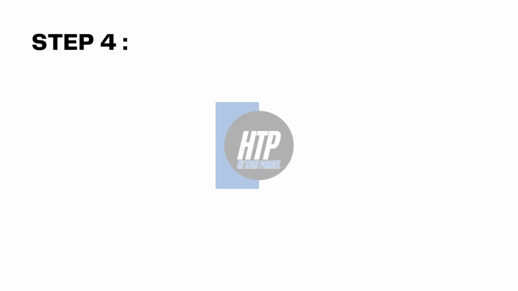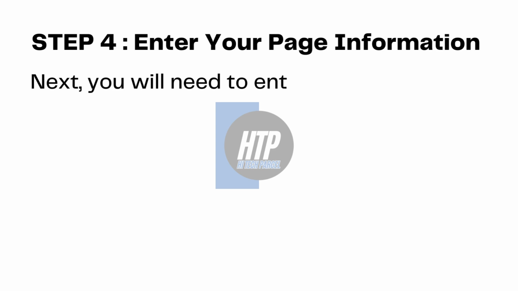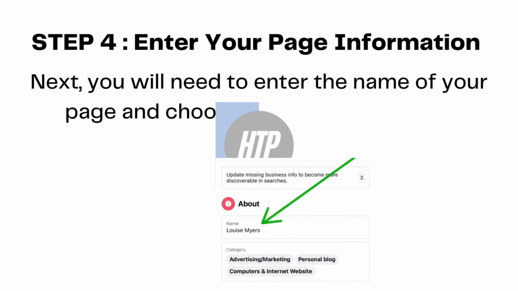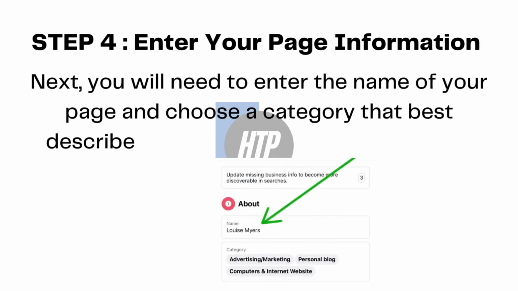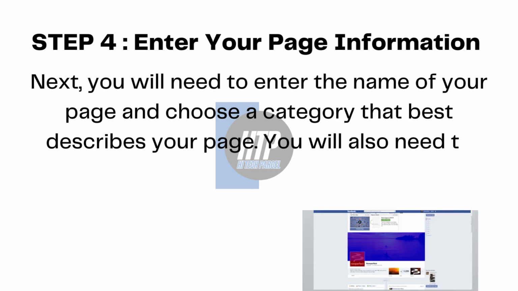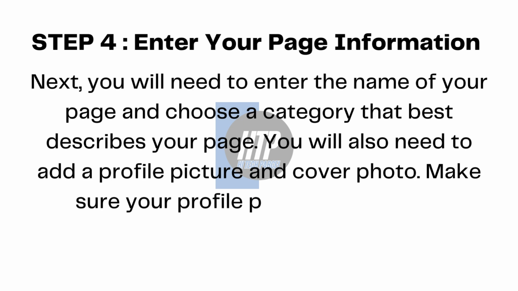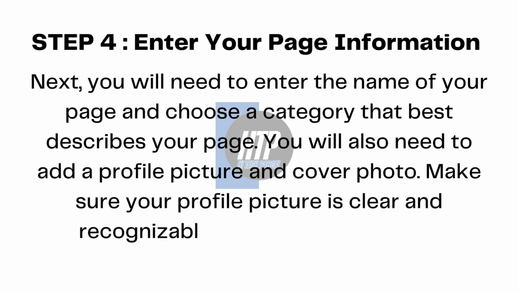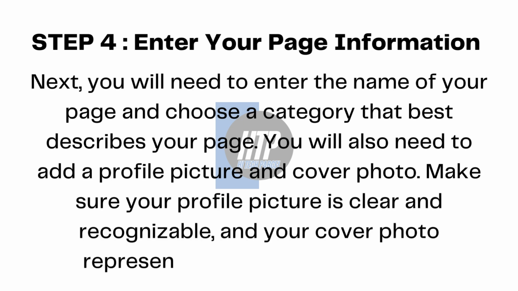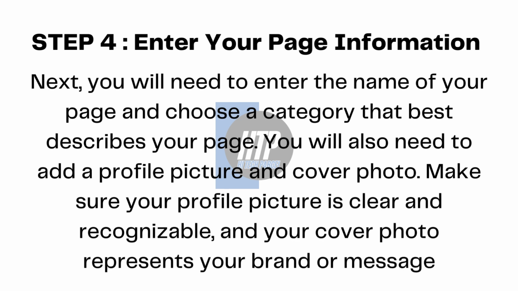Step 4. Enter your page information. Next, you will need to enter the name of your page and choose a category that best describes your page. You will also need to add a profile picture and cover photo. Make sure your profile picture is clear and recognizable, and your cover photo represents your brand or message.